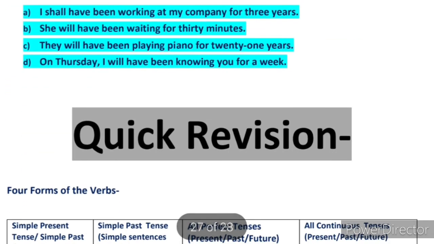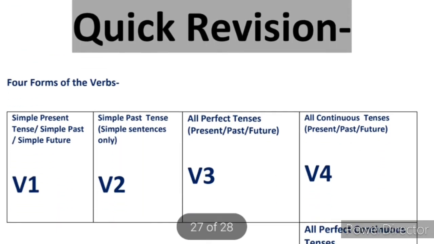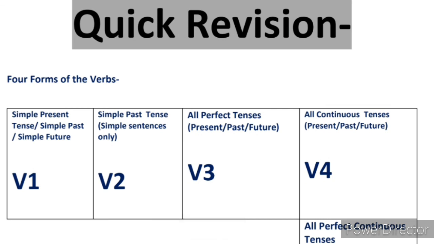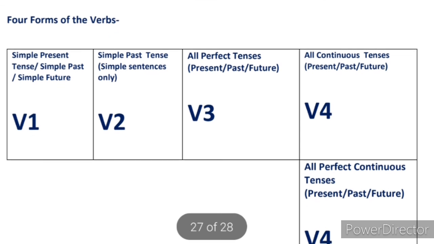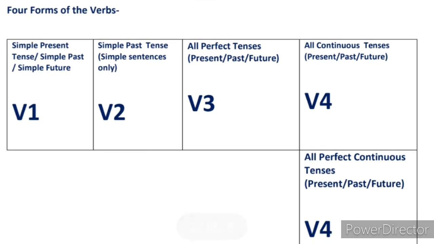So here is a quick revision of the main forms of the verbs. As I have told you, there are 4 forms of the verbs. In all the simple past, simple future and simple present, we are supposed to use v1. Then only in the simple sentences of the simple past, we are supposed to use v2. Then in all the perfect tenses of present, past and future, we are supposed to use v3.